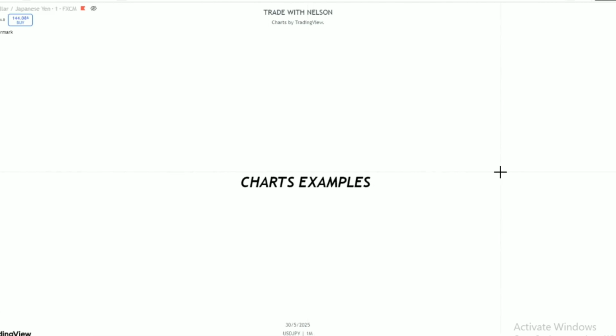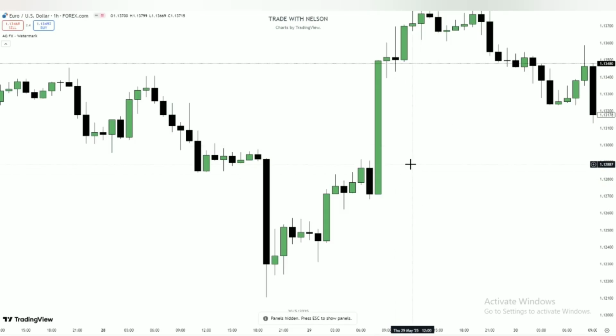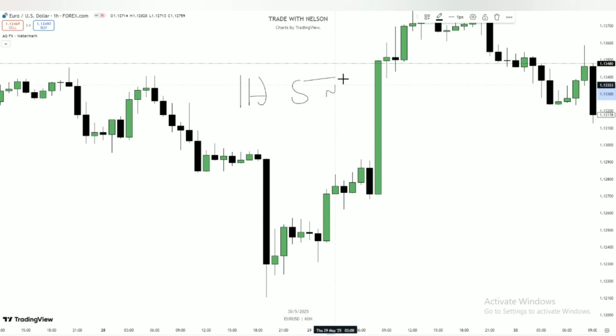Chart examples. Now I'll be showing you where to look for these setups. Then you will also learn how you will take your entries. So over here, this is the 1 hour time frame in Euro USD. And don't forget the time we are using is the New York time. So we want to be focusing our attention on two different time frames. The first time frame we want to use for our higher time frame is the 1 hour time frame. And for the entry, we want to use the 5 minutes time frame.